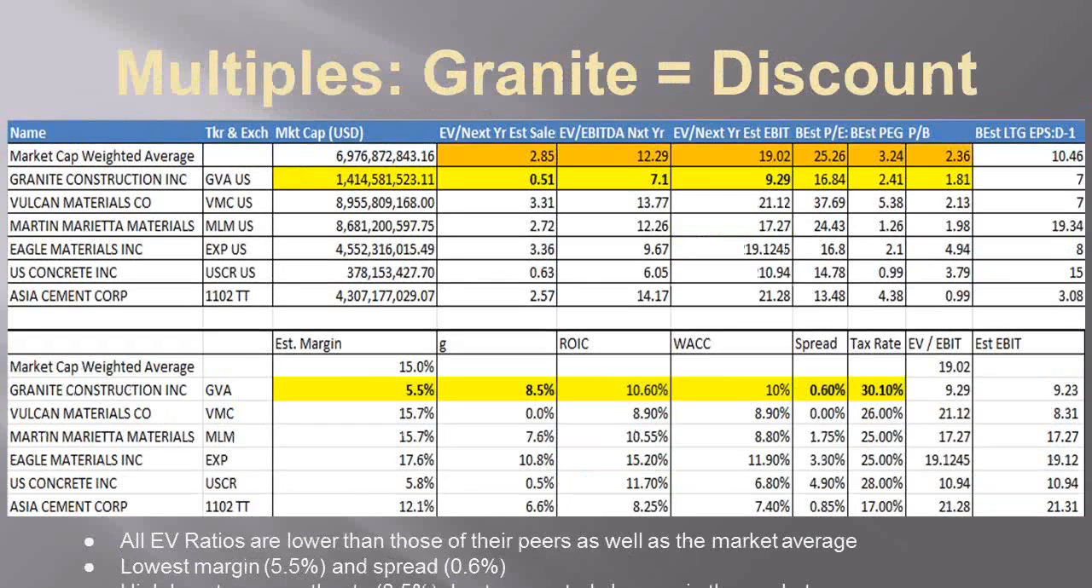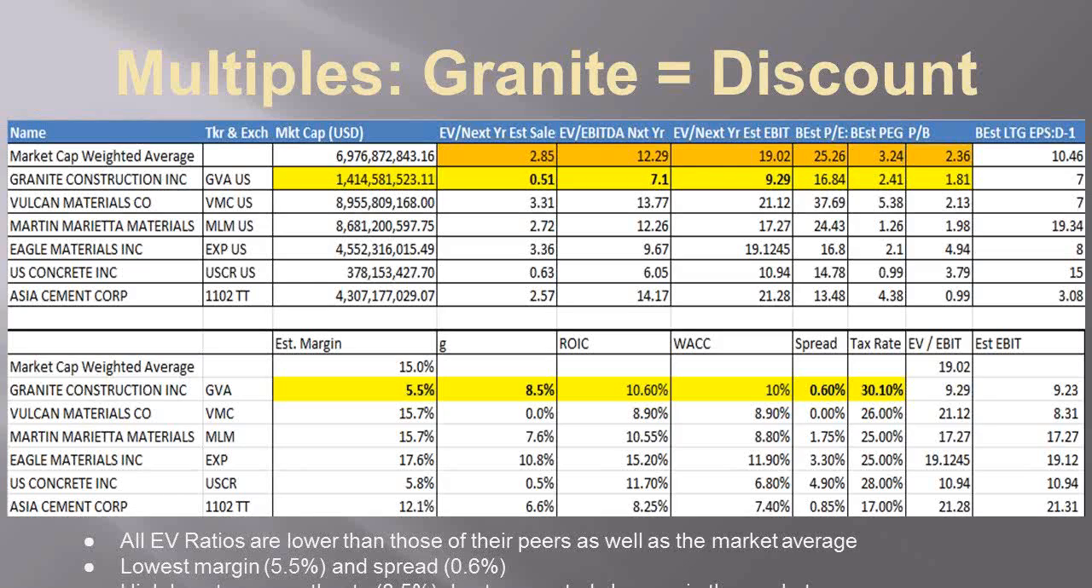Okay, so based on this multiple analysis, we'll first go in depth with Granite itself. We determined that Granite is right now at a discount. That can be justified by all these ratios actually. Both the EV ratios and the price ratios are all lower than the market cap average. These market industry averages are mainly driven by Vulcan and Martin Marietta, which have the highest market cap share.